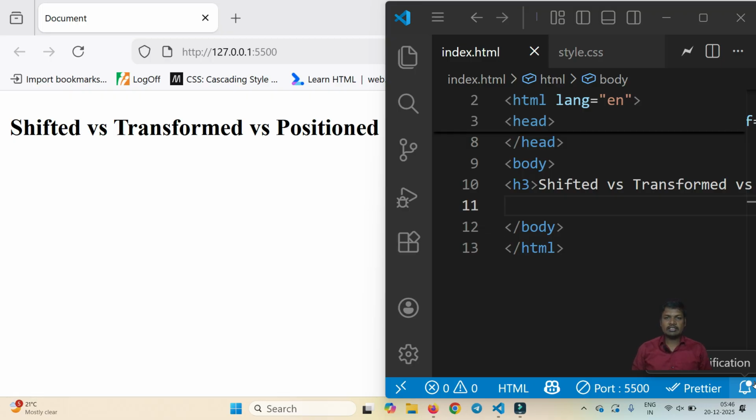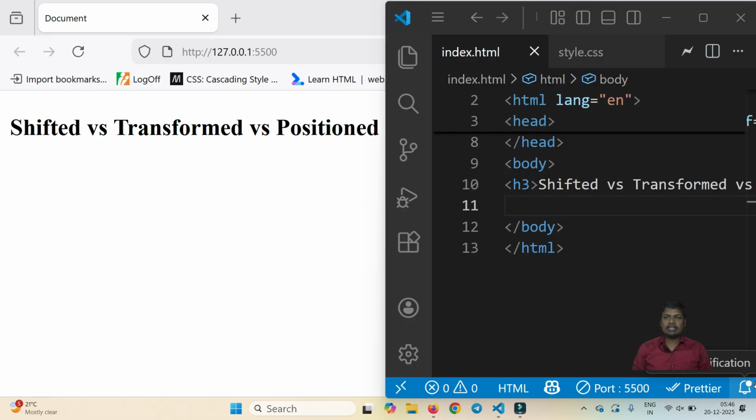We already studied the normal document flow. What is normal document flow? It is the concept of how HTML elements are displayed in the web page. If it is a block level element, it is displayed from top to bottom. If it is an inline element, it is displayed from left to right.